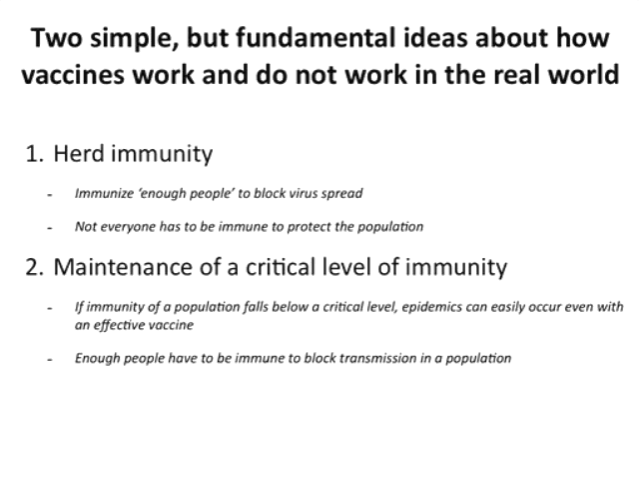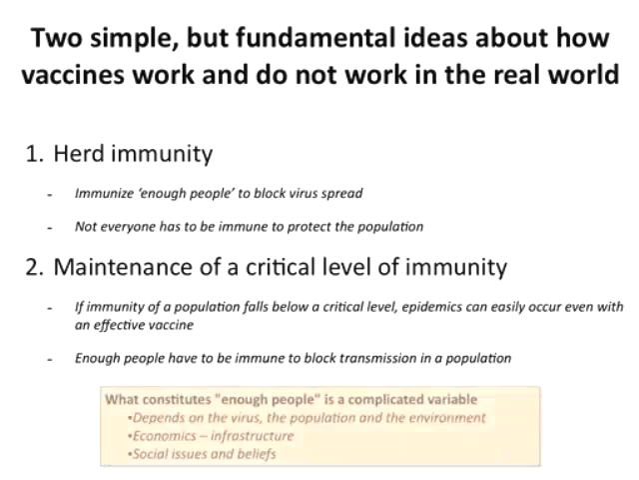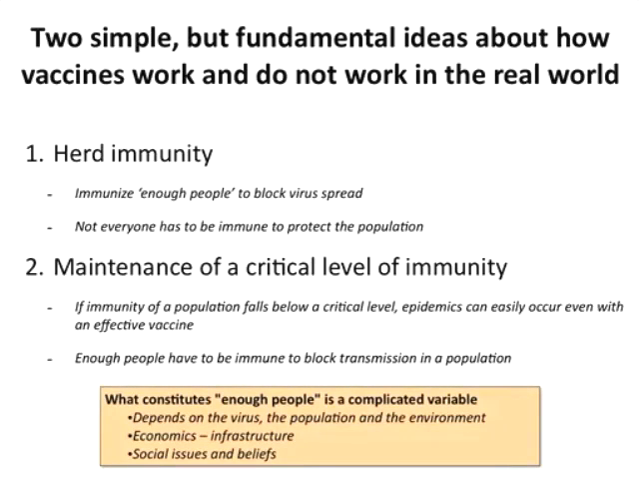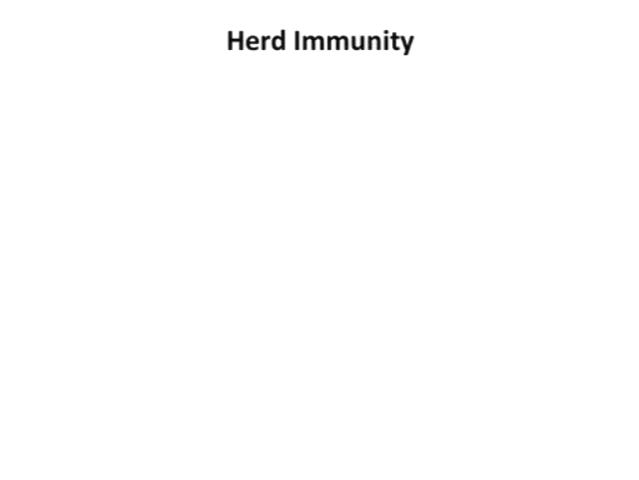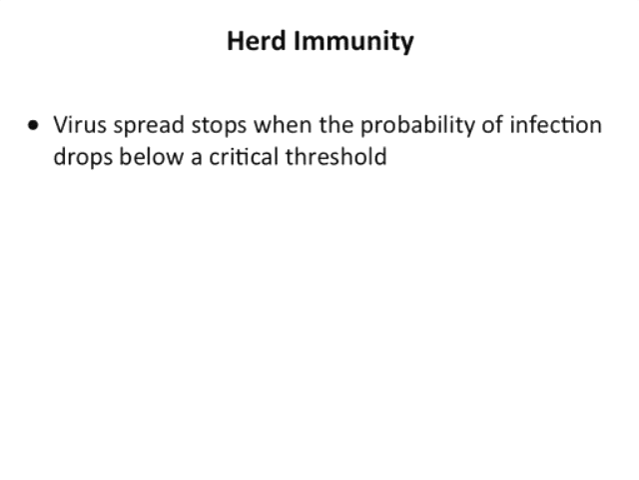You have to have enough people immune to block transmission in a population. Now, what constitutes enough people is complicated because it depends on the virus, the specific population, the environment, economics, infrastructure, social issues, all kinds of things come into play to this, quote, enough people. But for some viruses, we have some information, and here's some data on herd immunity.